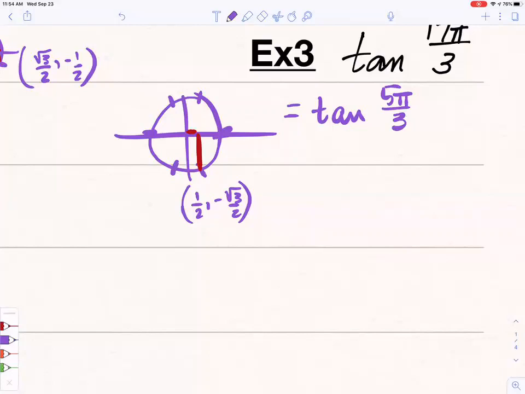All right, so if I have y over x, sine over cosine, that's going to be negative root 3 over 2 over 1/2, which is going to end up being negative root 3. And again, if you're required to show work, this is a sufficient amount of work. I can see that you know what you're doing. Okay?